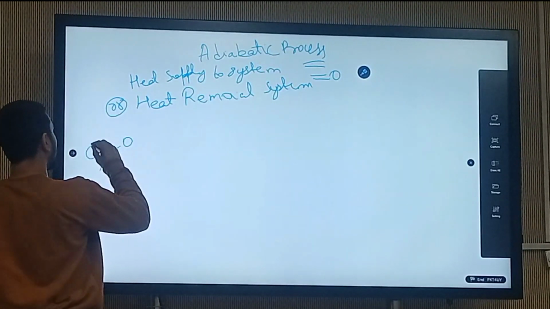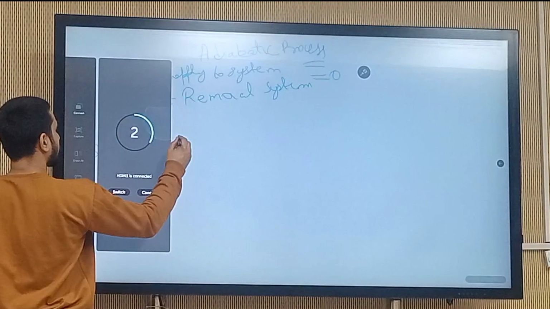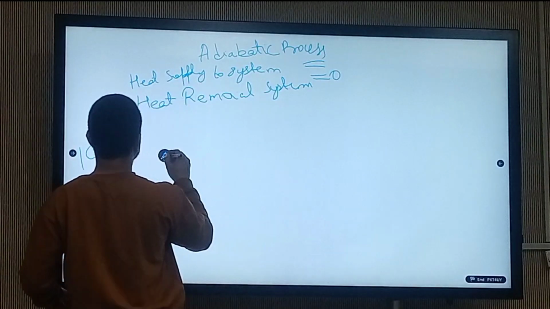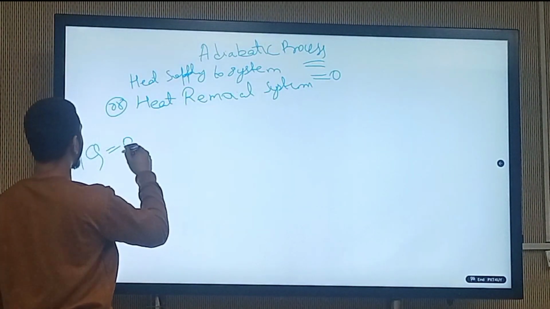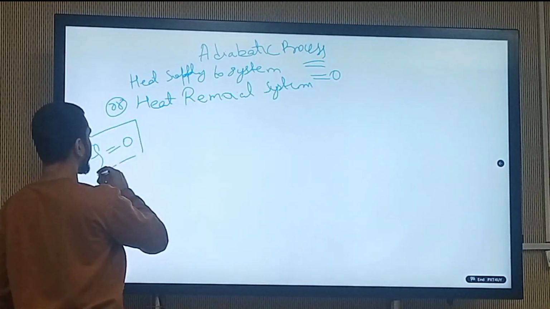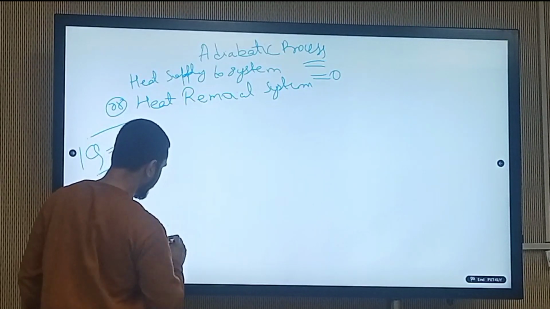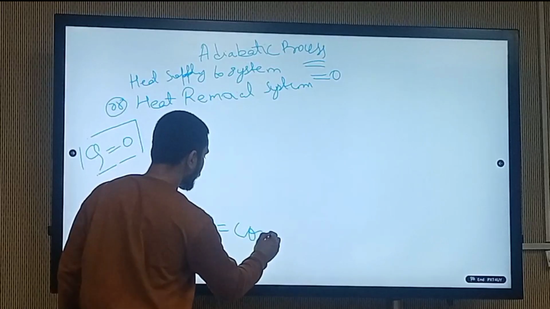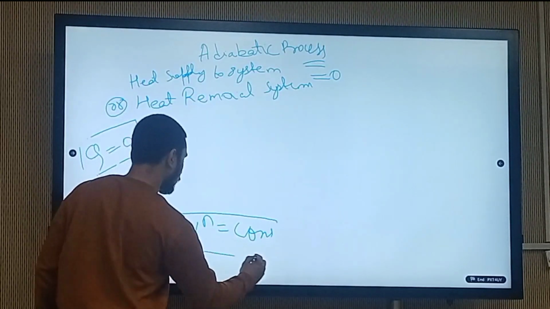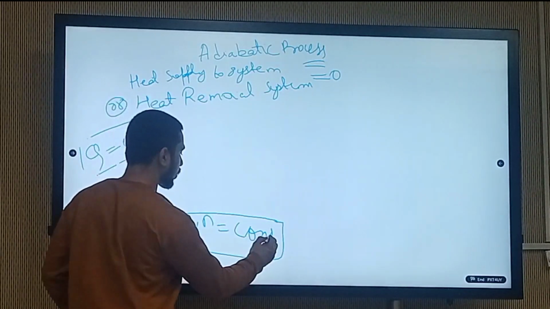Heat removal from the system or heat supply is 0, or the Q is 0. Okay, value of Q is 0. So in the case of this adiabatic process, Q was 0, and the equation is PV to the power n is equal to constant. Okay, so this is the general equation for the adiabatic process, PV to the power of n is equal to constant.